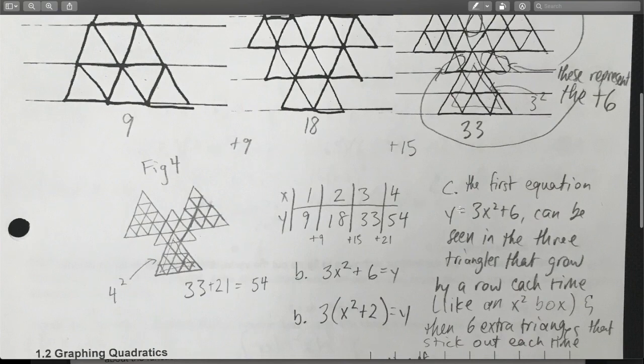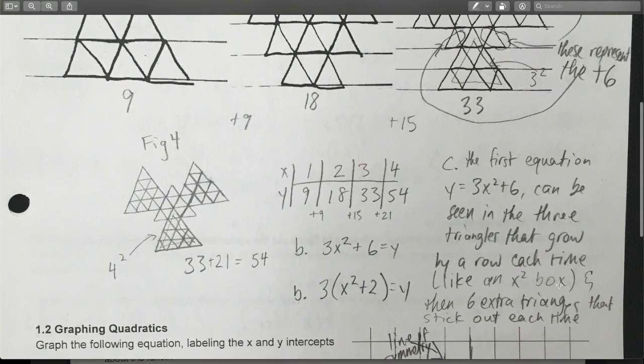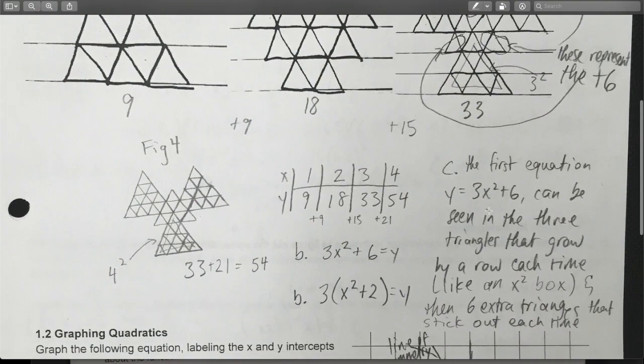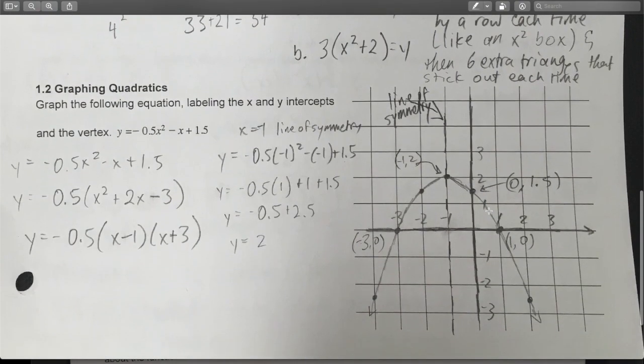Okay, lastly, our answer, the first equation, y equals 3x squared plus 6, can be seen in the 3 triangles that grow by a row each time, like an x squared box, and then the 6 extra triangles that stick out each time. And I pointed to them up here. We have the 3x squared triangles, and then we have the 6 extra ones that are circled. Okay, all right, we're going to move on.